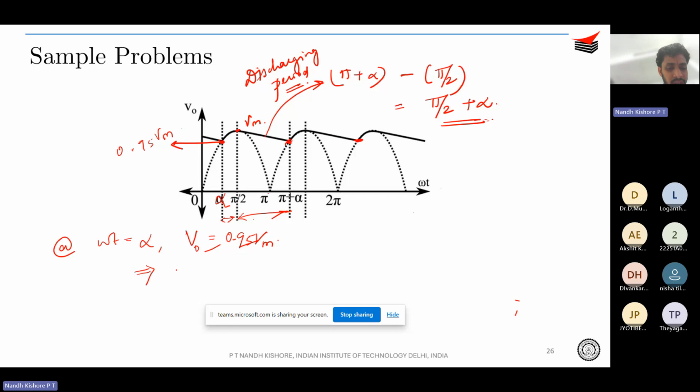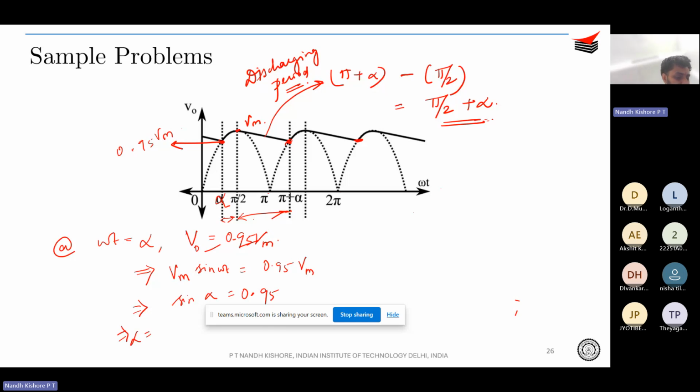Or you know that Vm sine omega t is equal to 0.95 Vm. So Vm and Vm will get cancelled, and you can find out what is omega t. Your omega t is equal to alpha during this time. Therefore, sine alpha is equal to 0.95. Therefore, alpha is sine inverse 0.95.